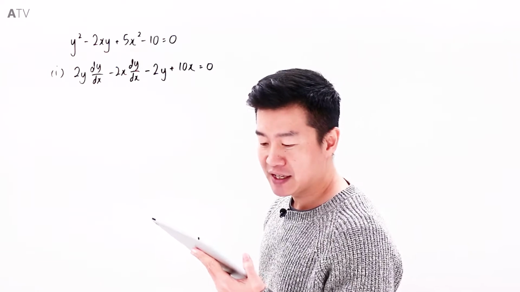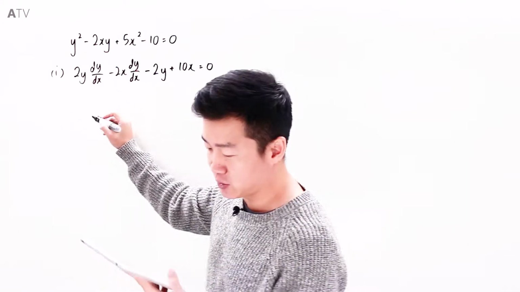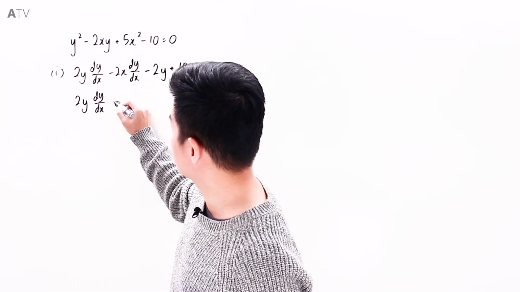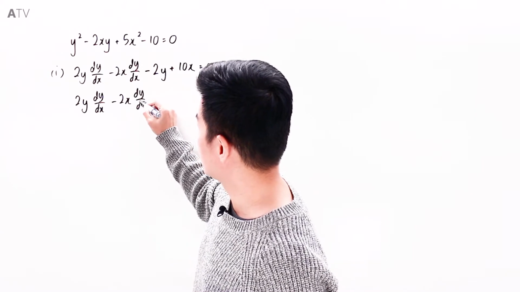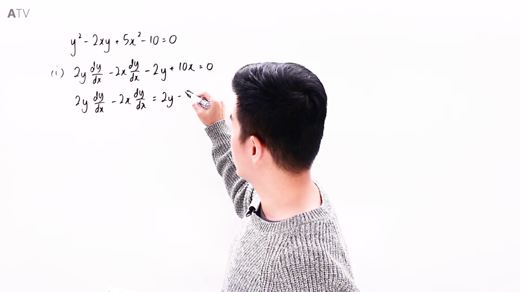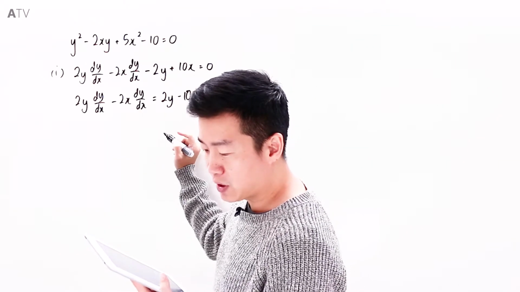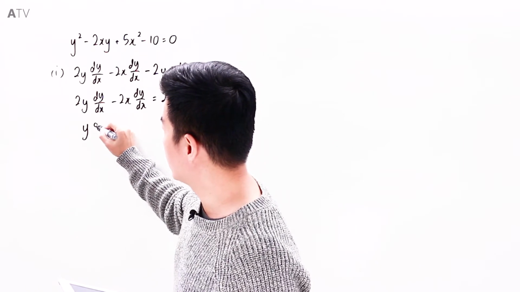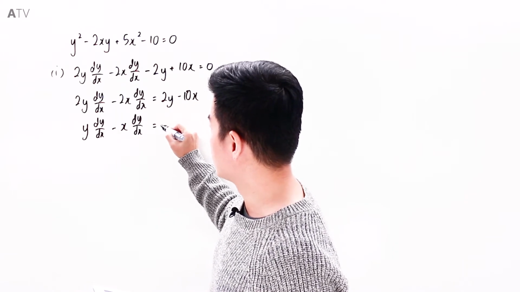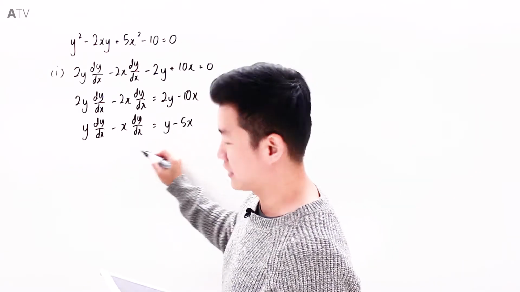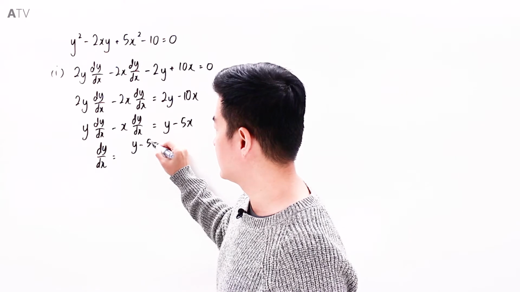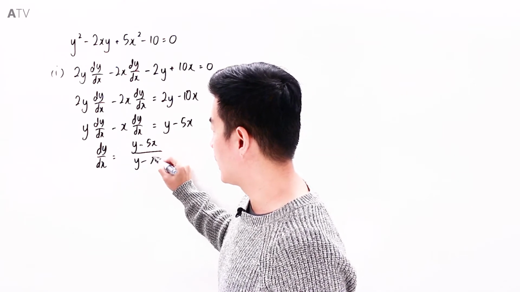I'm going to try to make dy/dx the subject. So grouping this and this together, what we will have is 2y dy/dx minus 2x dy/dx. This, I'm going to shift it over to the right hand side. So this is 2y minus, away 10x. Dividing throughout by 2, we will have y dy/dx minus x dy/dx is going to be equal to y minus 5x. So now we can make dy/dx the subject. This is going to be equal to (y minus 5x) divided by (y minus x).